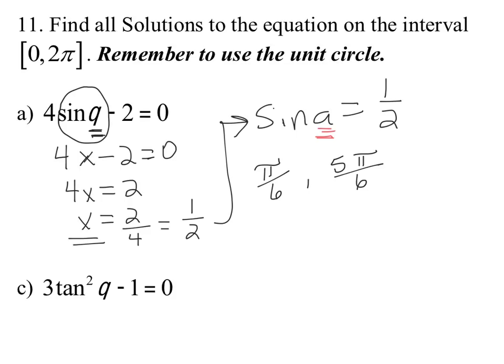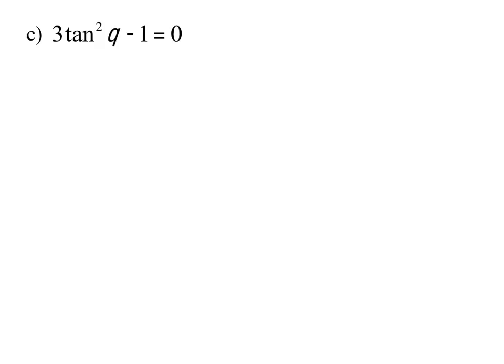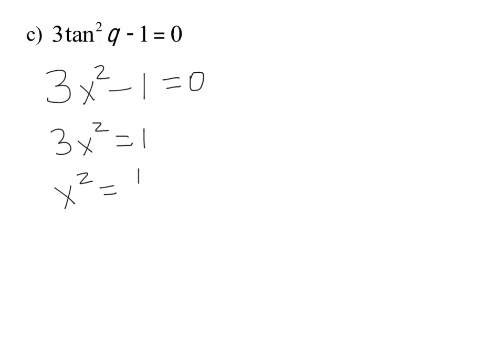Okay, so let's go ahead and do this one down here, 3 tangent squared alpha minus 1. Once again, if you want to change tangent squared alpha to x squared, if that helps you solve and it makes it easier for you to understand it, then do that. Just don't forget at the end that you need to change your x back to tangent alpha, okay? So here we're going to add 1. That gives us 3x equals 1, and then we're going to divide by 3. So this is x squared equals 1/3.